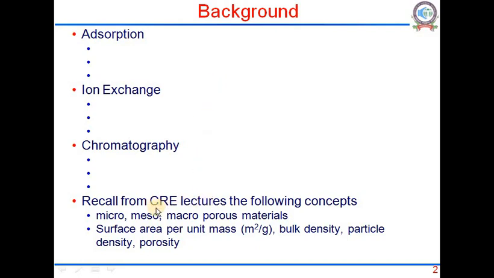Also recall from our CRE lectures the following concepts. For example, we looked at the pore sizes: microporous, mesoporous and macroporous materials. Depending on the size of the pore, they are classified into these different categories. Also recall that surface area per unit mass is very large. That allows us to use small amounts of the adsorbent material and adsorb large quantities of material. Recall the concepts of bulk density, particle density and porosity of these materials.